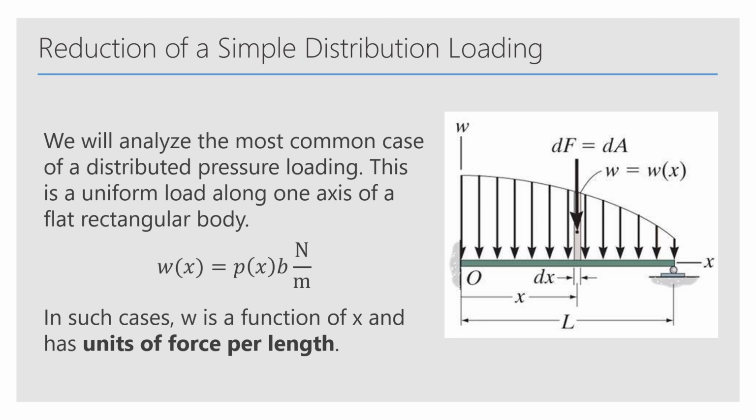And in a way to simplify it, we will analyze the most common case of distributed loading. This is a uniform load across one axis of a flat rectangular body. The reason why we're simplifying this from the 3D version to a 2D version is because, like we said before, the area isn't changing. All that's really changing is the force along it.